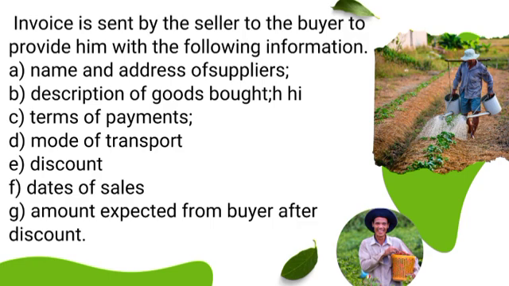The next one is the date of sale. The date on which the sale took place must also be included in the invoice. Then the amount expected to be paid by the buyer, after you might have removed the discount from it, will be given to the buyer.